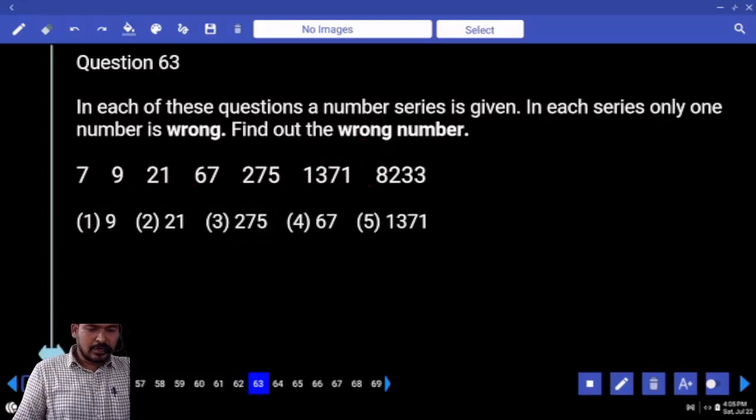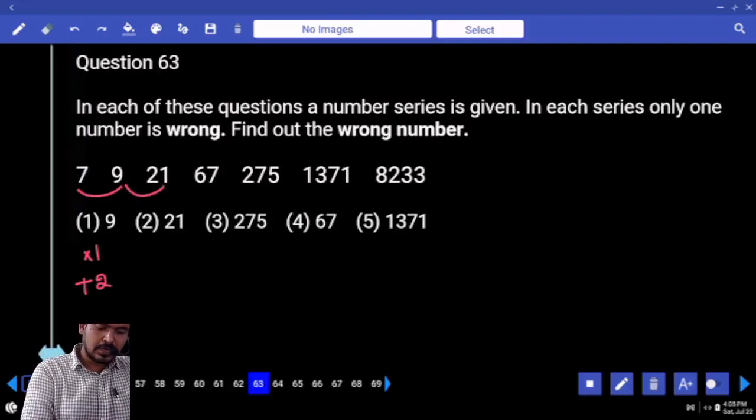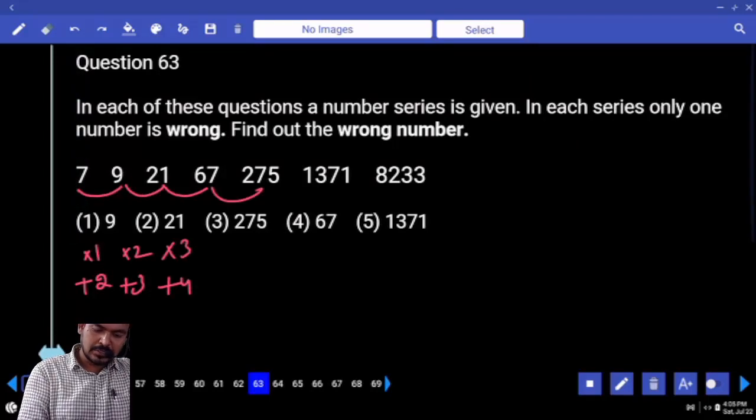Next question number 63. 7, 9, 21: into 1 plus 2. Next, 9 becomes 21: into 2 plus 3. Next one: into 3 plus 4. Obviously the next one follows the relation: into 4 plus 5.